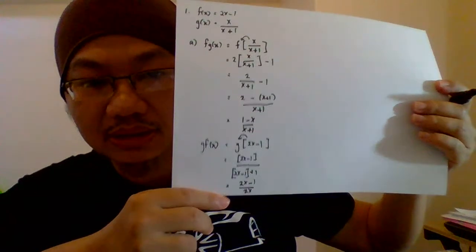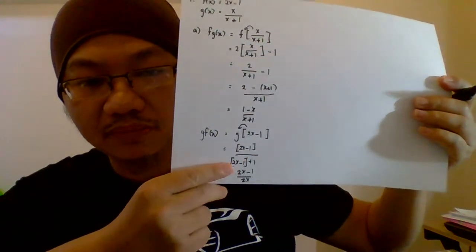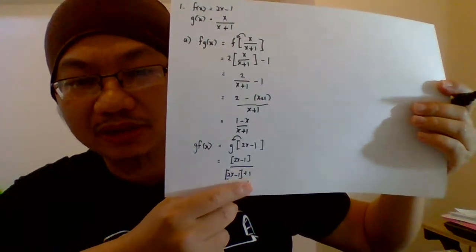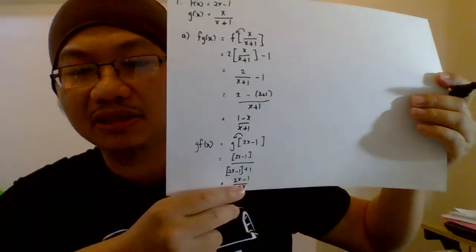Okay, so insert the 2x minus 1 and we simplify it. It becomes 2x minus 1 over 2x. That is the answer. 2x minus 1 on the top, 2x minus 1, open the bracket, plus 1, the negative 1 plus 1 is 0. So it becomes 2x minus 1 over 2x.